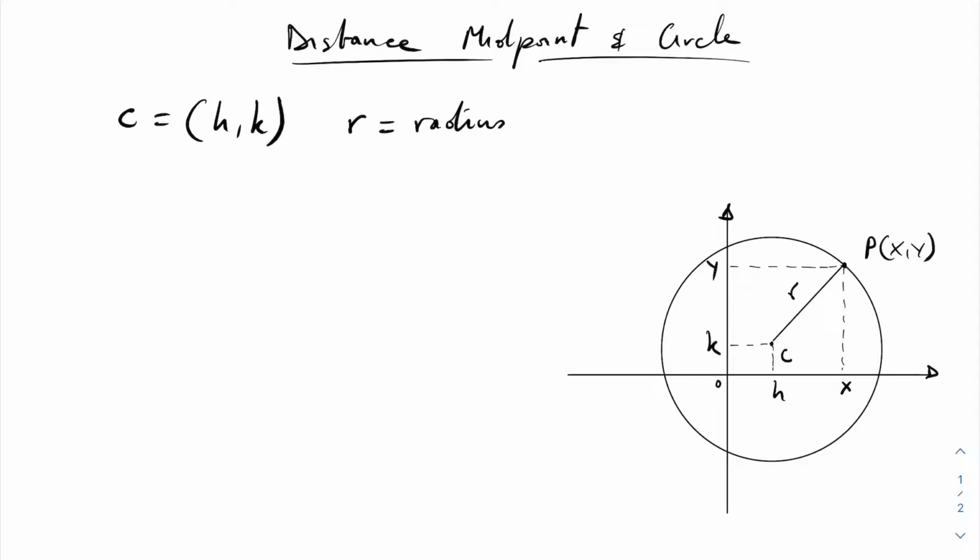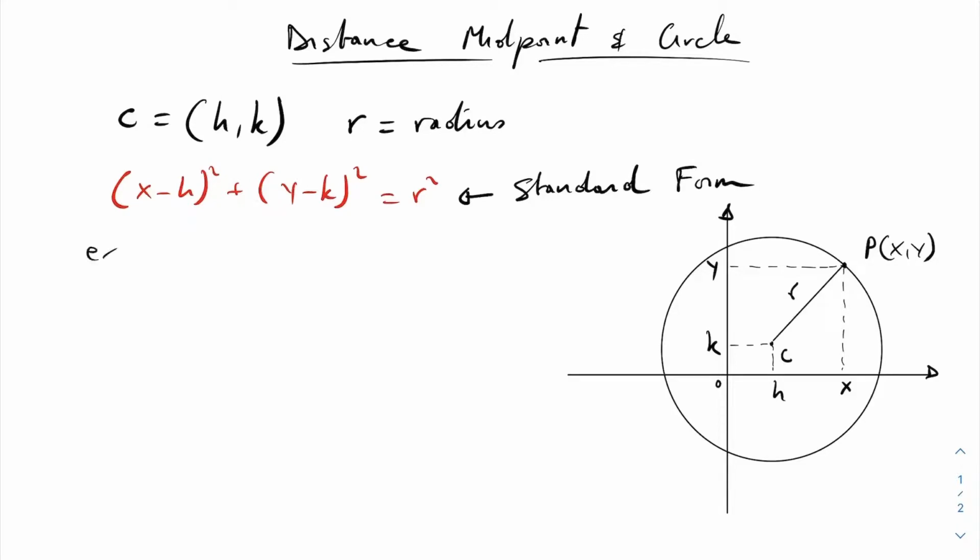And so we're going to have the difference in x, x minus h, squared, plus the difference in y, y minus k, squared, equals the distance squared, which in this case is r squared. So this right here represents the standard form for the equation of a circle. And so let me give you an example here.